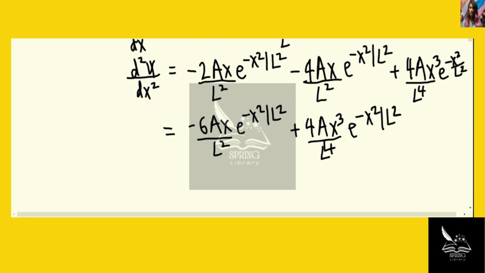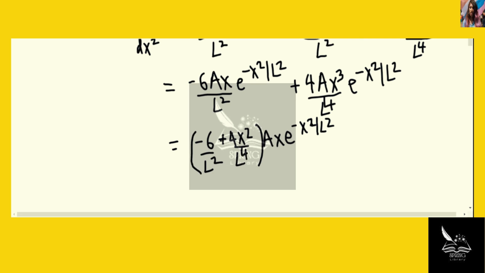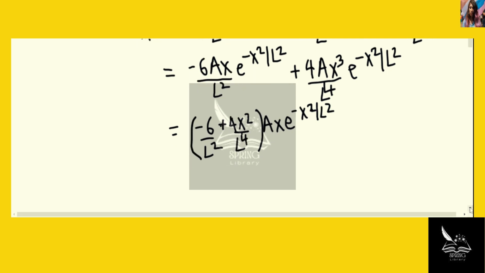And we can rearrange this a little bit. What I'm trying to do is just get ax e to the minus x squared over L squared right here, because this is the wave function. So we have minus 6 over L squared, and then here we have plus 4 x squared over L to the fourth. So yes, we now have the way that we want this to be factored, and this is the second derivative.